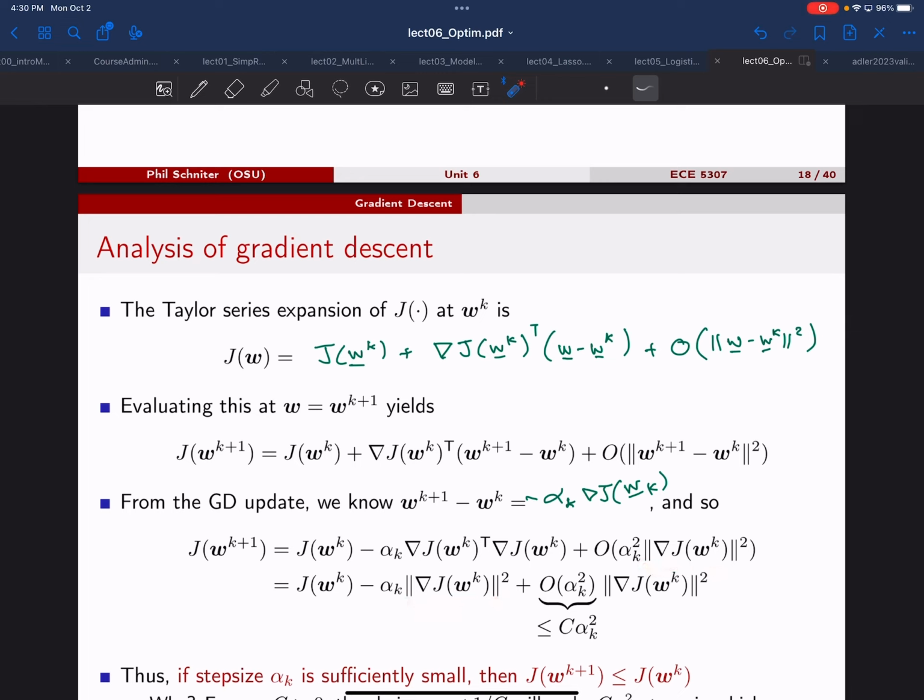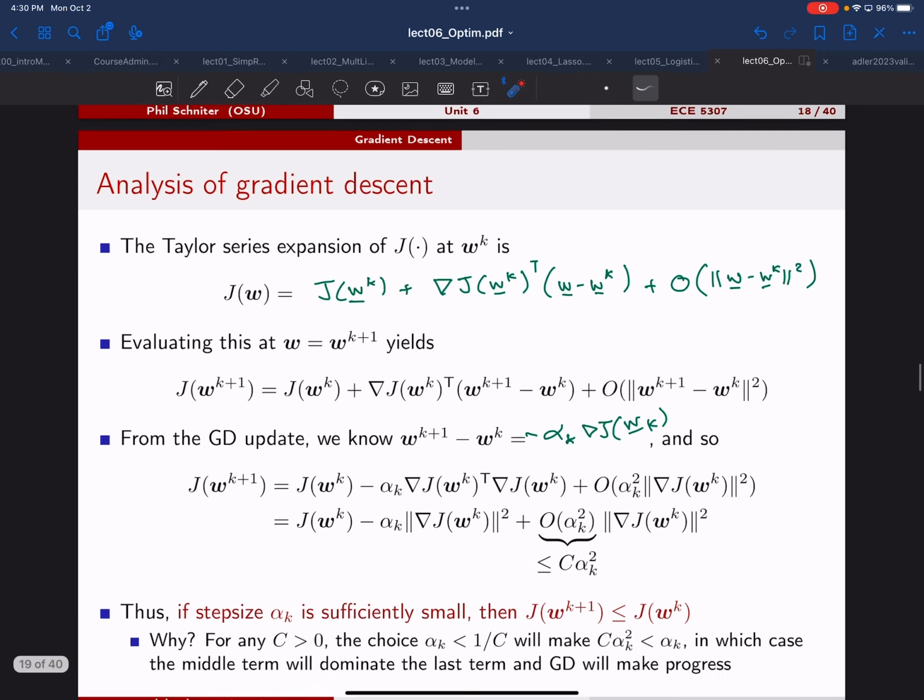To simplify things a little bit, we can take this big O term and pull out the norm of the gradient. That just scales everything. What we're left with inside the big O term is something on the order of alpha_k squared. This is just saying that it is bounded above by some constant c times alpha_k squared. But we don't know what that constant is, so we'll just call it c. So this is essentially what it's telling us. This is what we have.